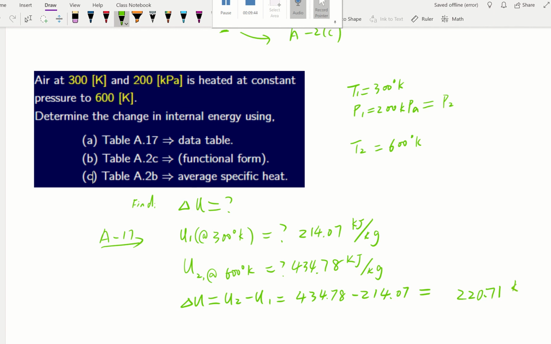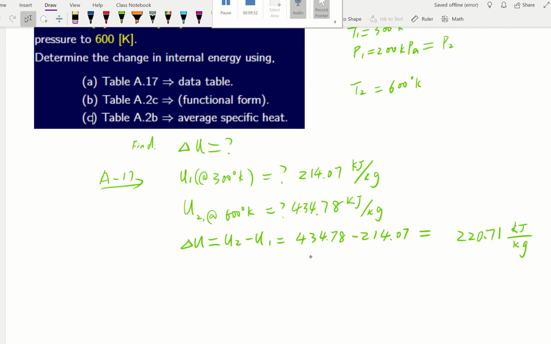220 kilojoule per kilogram. Okay. Yeah, so method 1 is very straightforward, isn't it? Now let's look at method number 2.